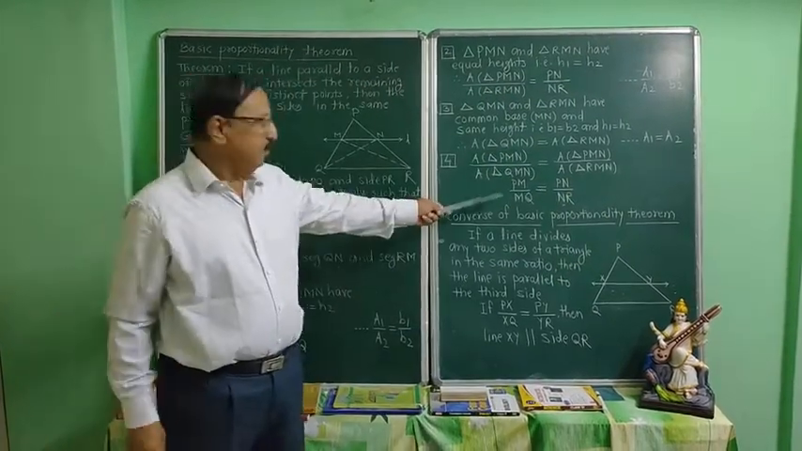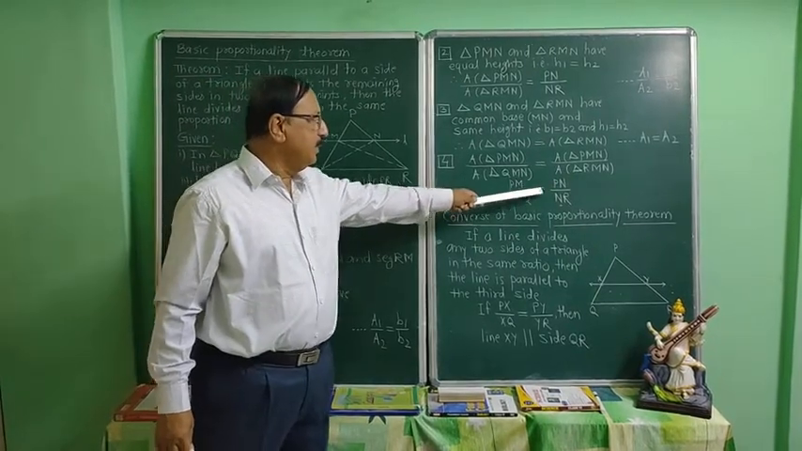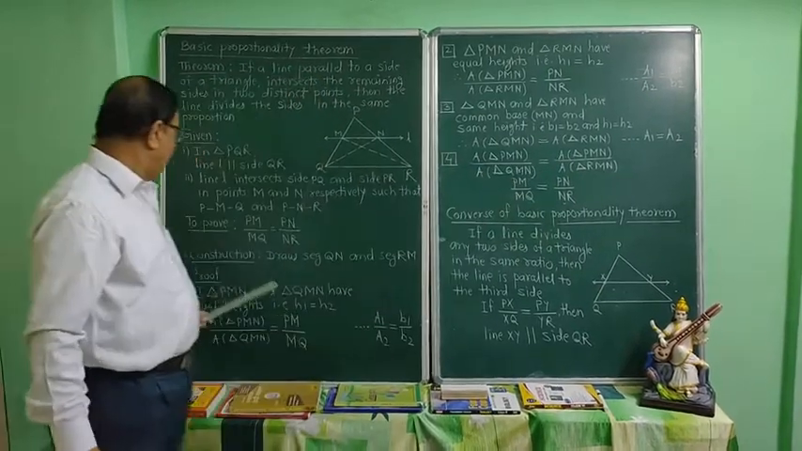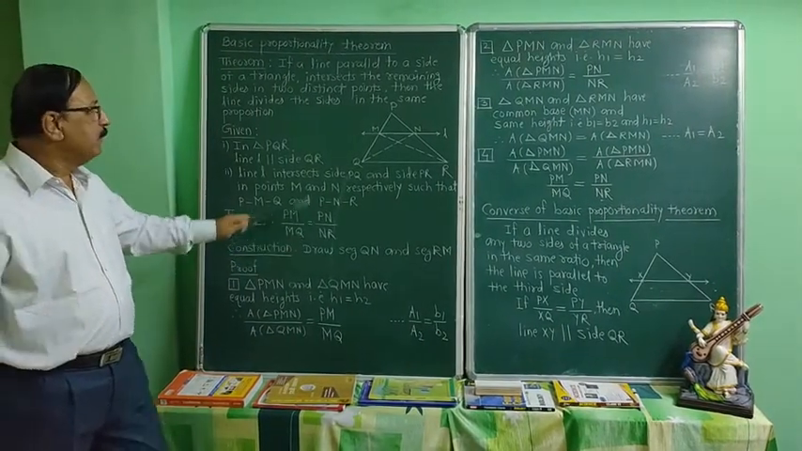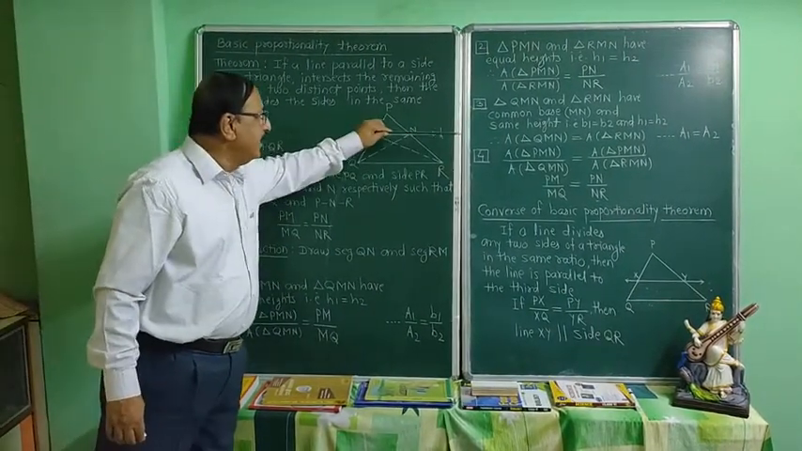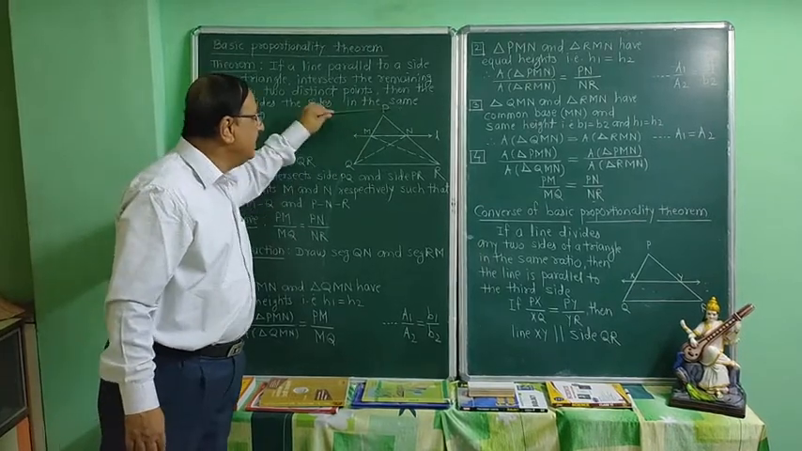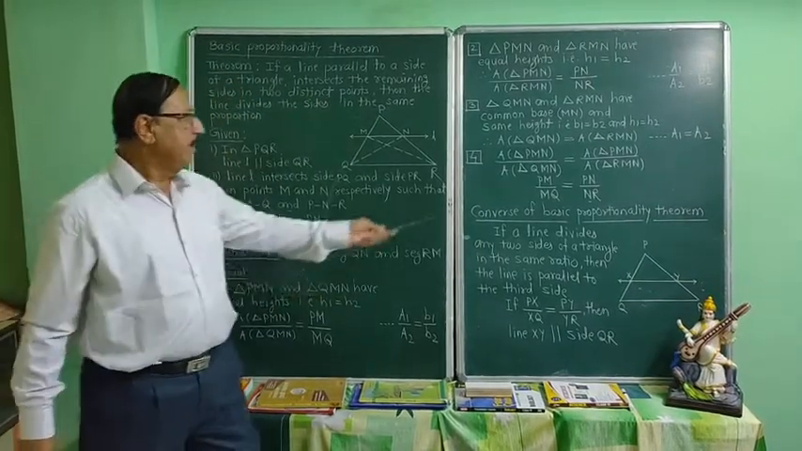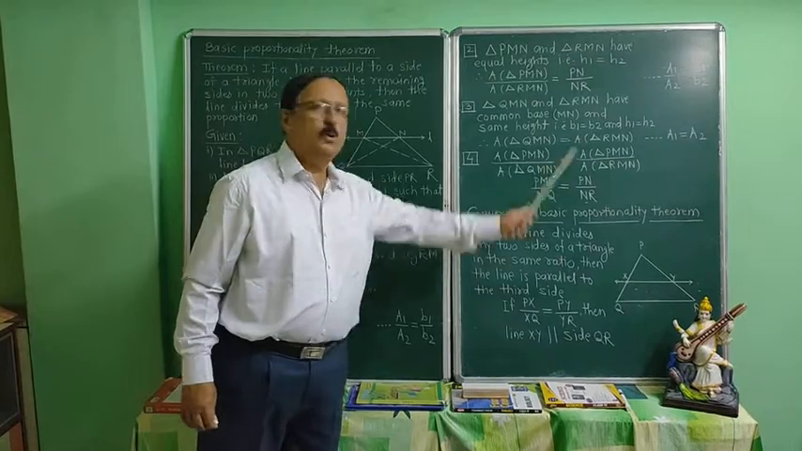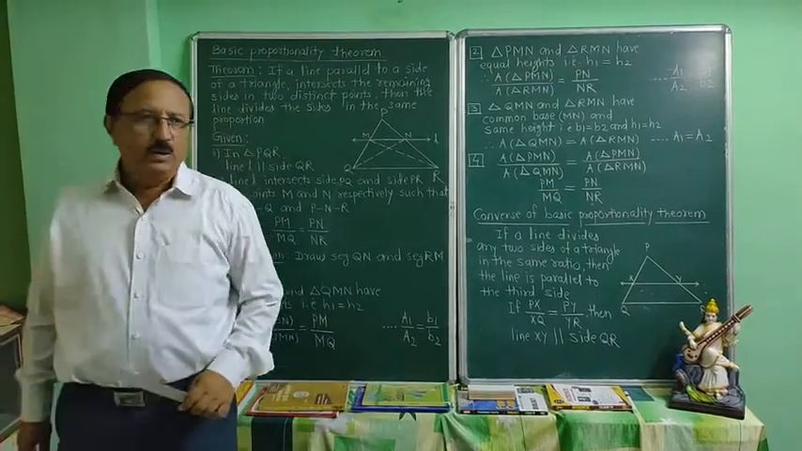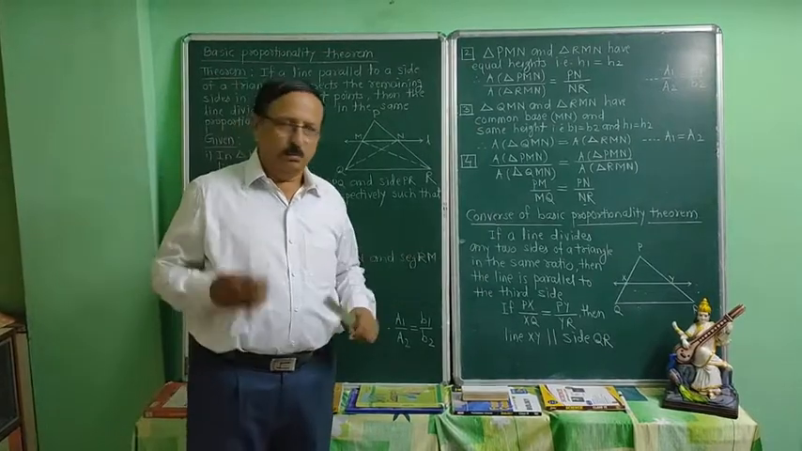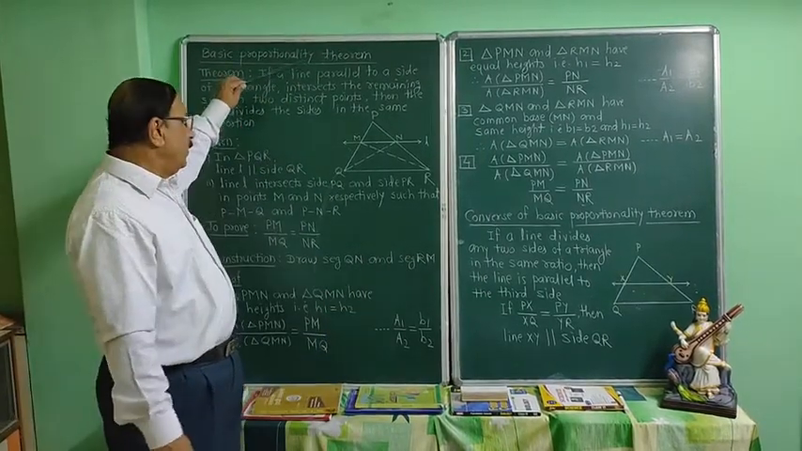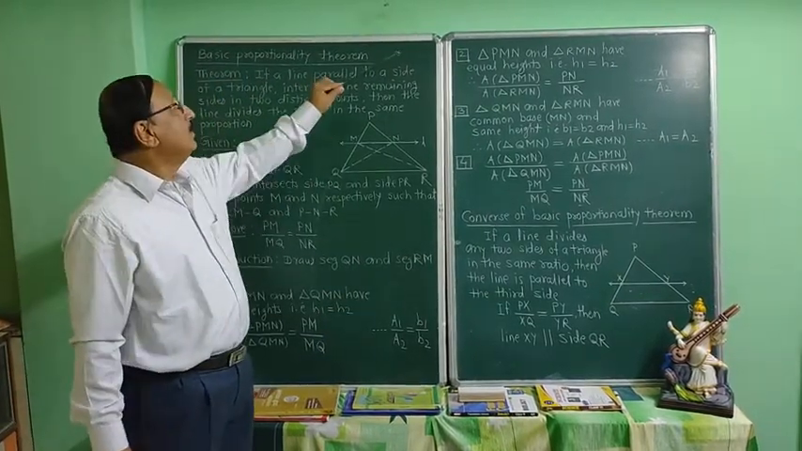Now it is proved. PM upon MQ is equal to PN upon NR. Means this line divides the two sides in the same proportion. This is the basic proportionality theorem. And this is a theorem. Therefore, here we have a direct proof.